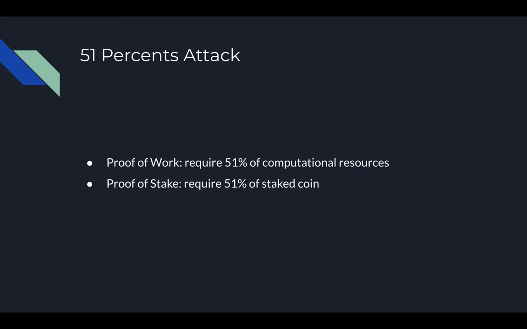On the other hand, a party needs to have 51% of the staked coin in a network with the proof of stake protocol. And even if someone has the coin, having this much coin in the network is likely to discourage them from performing the attack, because an attack would likely crash the value of the coin in the network.